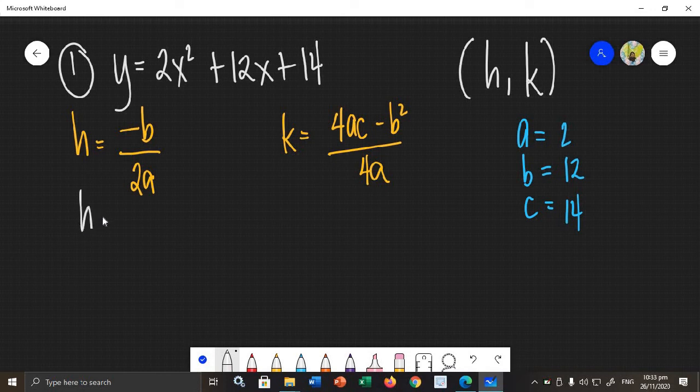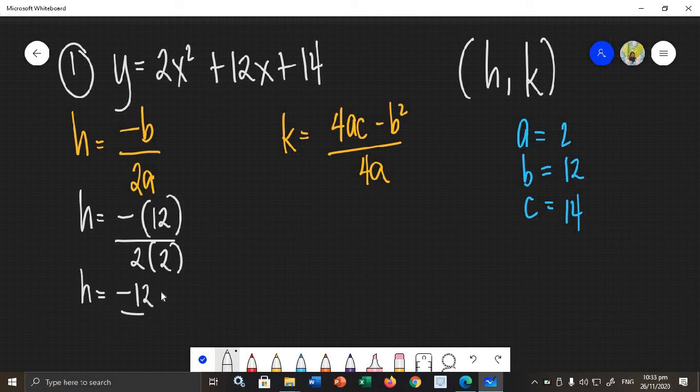So here we have H, and then we have negative, the value of your B is 12, all over 2, the value of your A is 2. And then we have H is equal to negative times 12, that is negative 12, and then over 2 times 2, that is 4. Negative 12 over 4 is equal to negative 3. Therefore, the value of your H is negative 3.